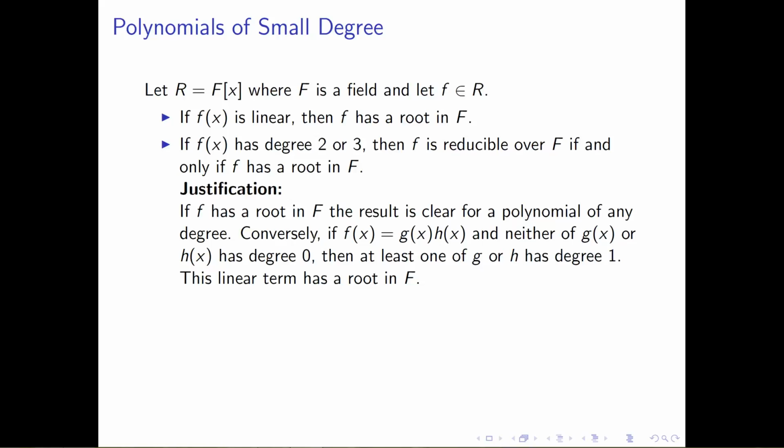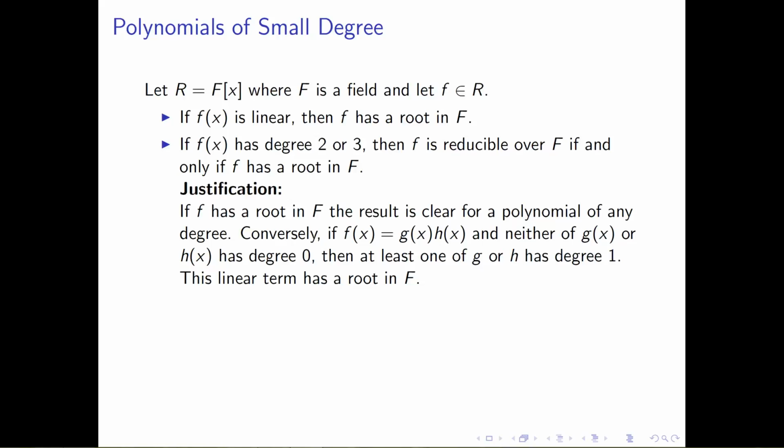Let's suppose, conversely, that we can take the polynomial f and we can factor it as g of x times h of x. And not just factor it, it's got this non-trivial factorization. The degree of g of x and the degree of h of x each is at least 1. Right? Neither of them has degree 0.